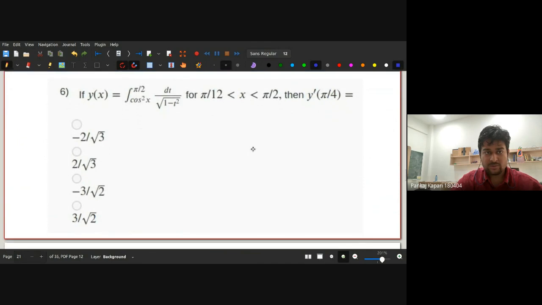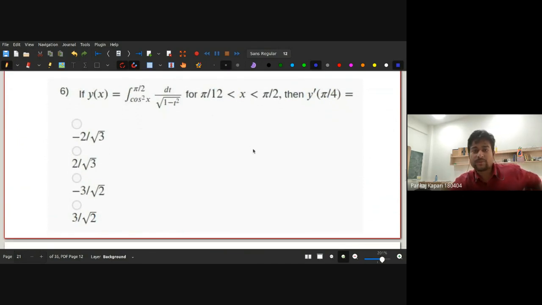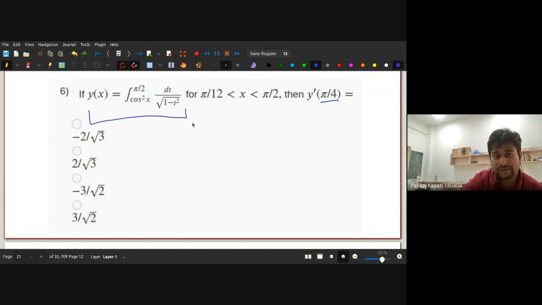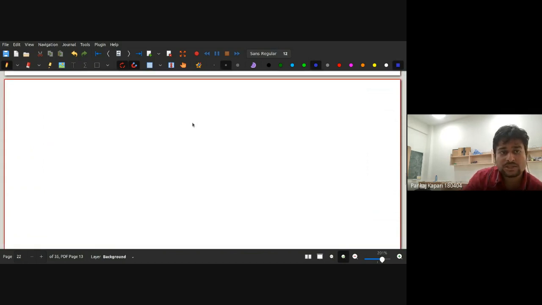Let's move to the next problem. Again, this is the same kind of problem. You have to find the value of the derivative at pi by 4. The function is given. This is your function y, and then you have to differentiate it and find the value of the derivative at pi by 4. For finding the derivative, you have to again apply the fundamental theorem of calculus.